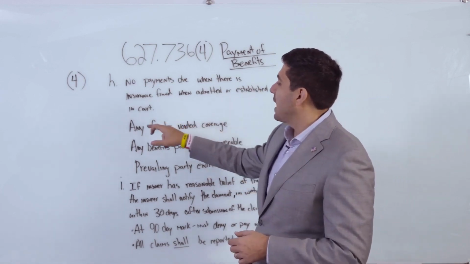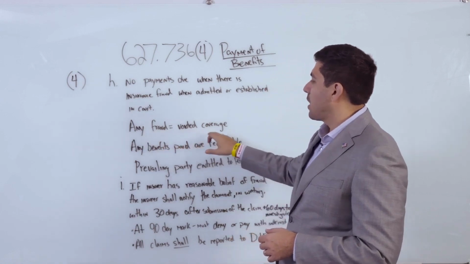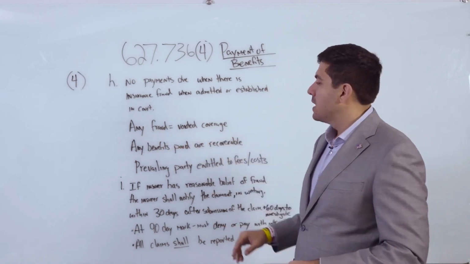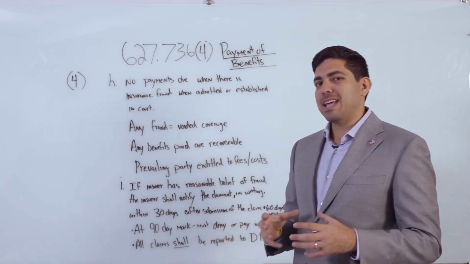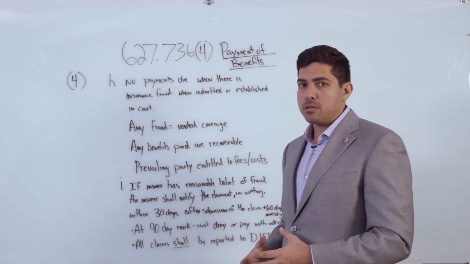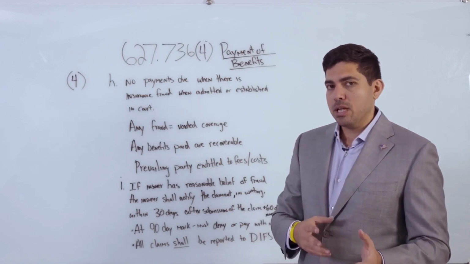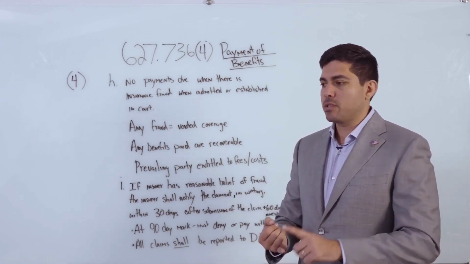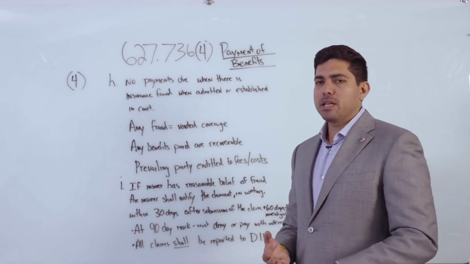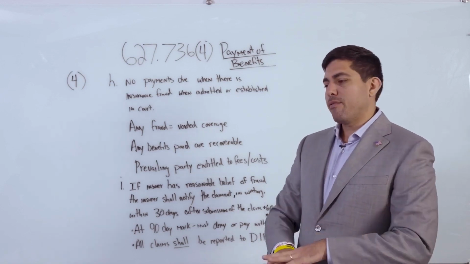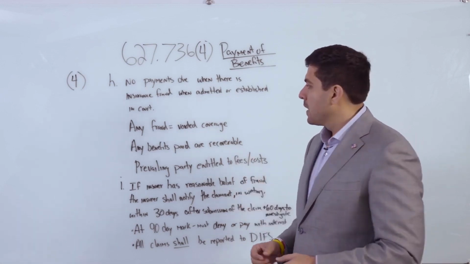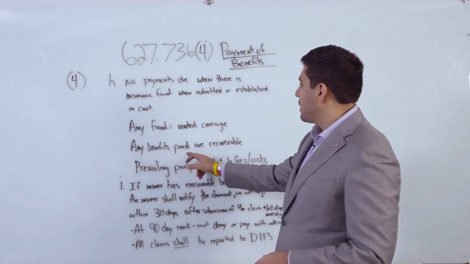But anyways, any fraud equals voided coverage. There's no policy when there's fraud, and there's a legal standard. It says any fraud in the part equals fraud in the whole. If there's any corruption in the piece of the case, whether it's the patient, the doctor, a billing company, a lawyer, whatever, it makes fraud everywhere, okay? Any benefits paid are recoverable.